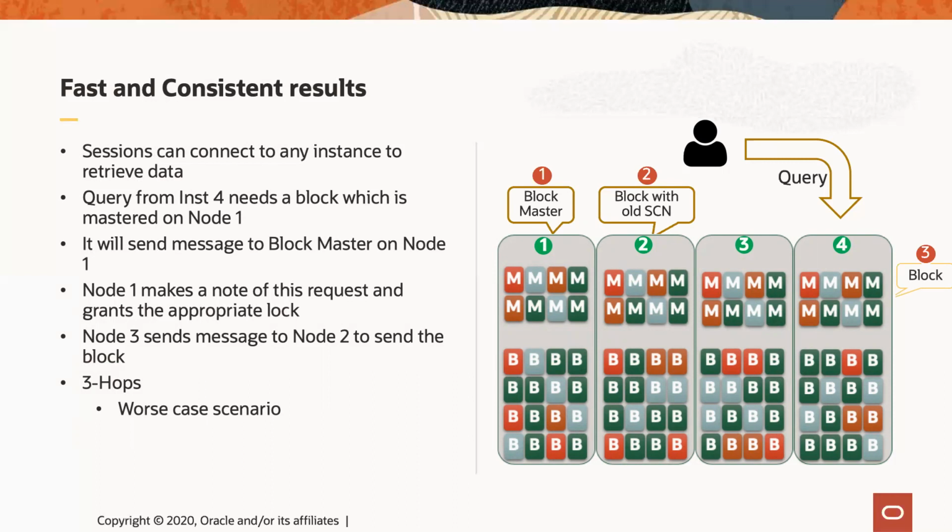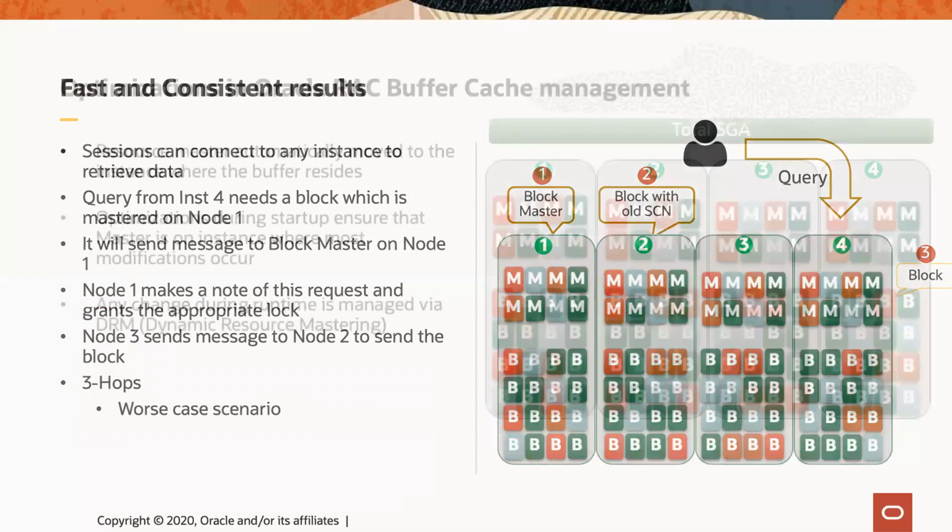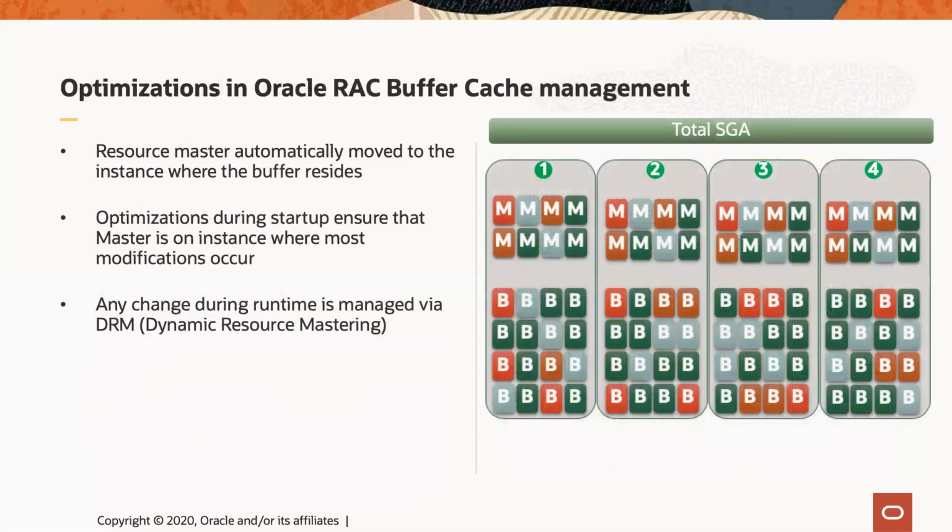It is very possible that the block master and the block itself are on the same node, or the query could actually be connecting to the node where the block master and the block are co-located, which means your performance will be most optimal when all 3 collide, in the sense they are co-located in the same node. This is important to understand because this steps up correctly into what we call the optimizations in the Oracle RAC buffer cache management.